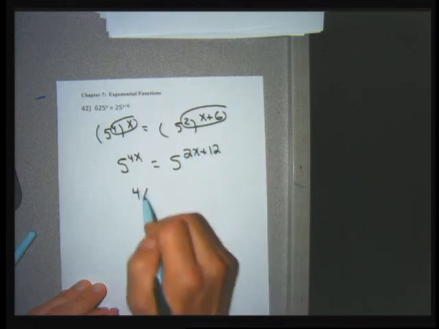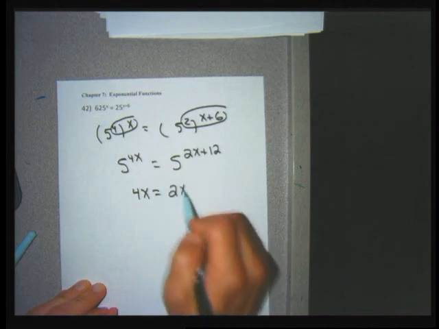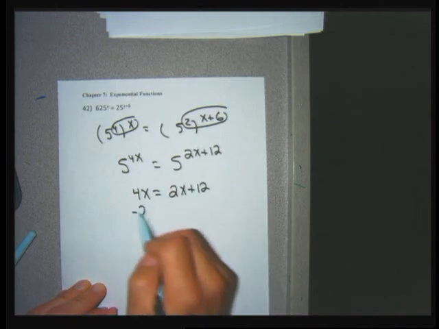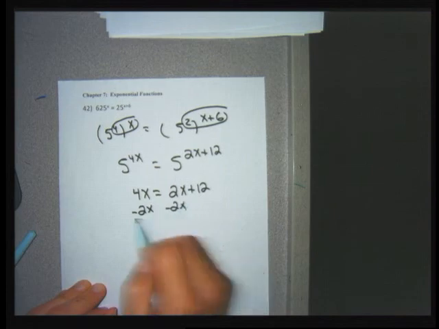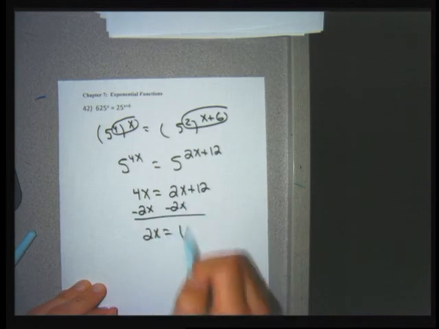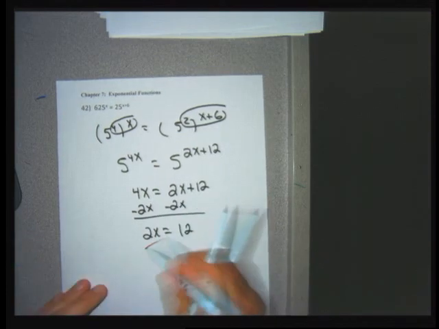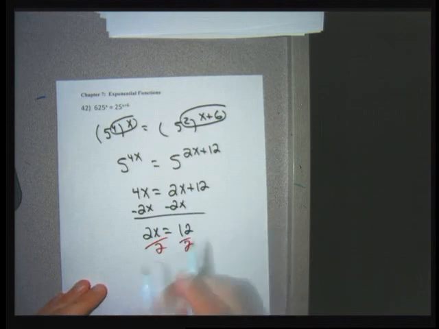Drop the bases, set the exponents equal to each other. And then minus 2x, minus 2x. That gives me 2x equals 12. Divide by 2, divide by 2, and my answer is going to be x equals 6.